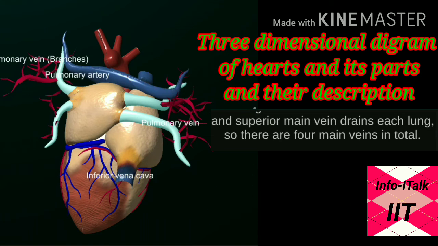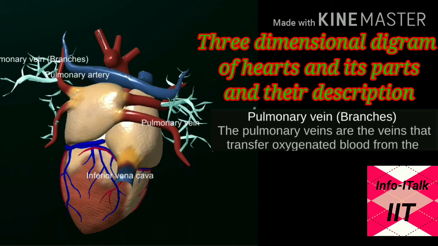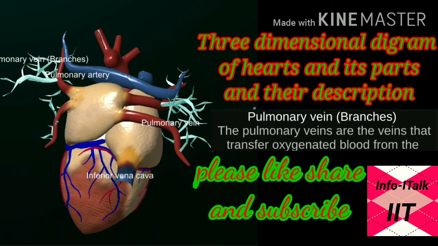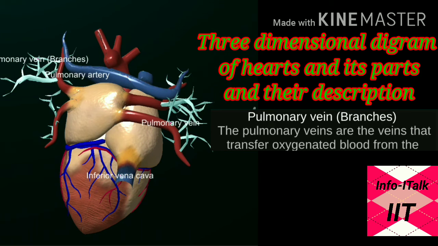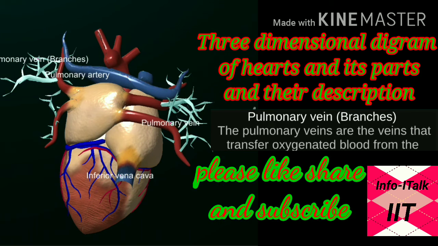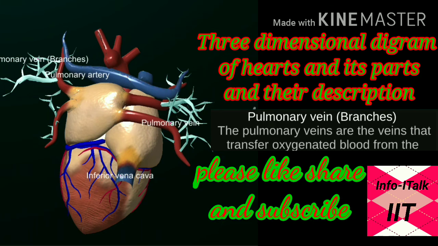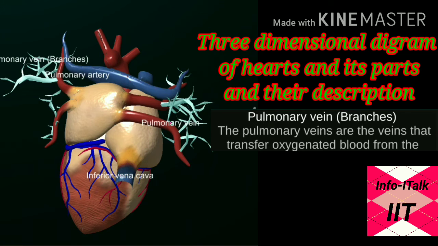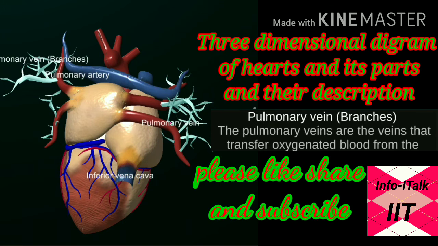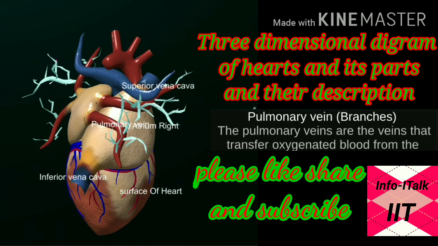Okay, we discuss the branches on the veins. These are pulmonary vein branches. All four pulmonary veins have this type of branches, as you can see here.